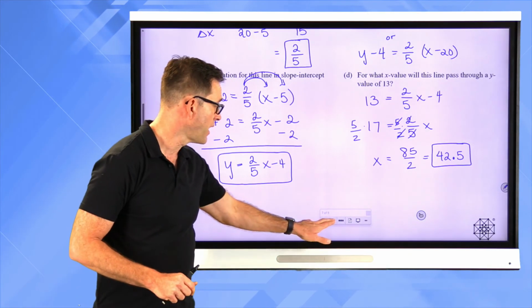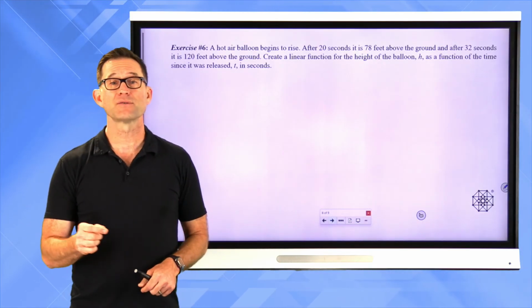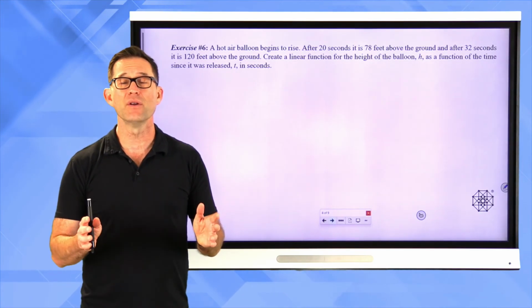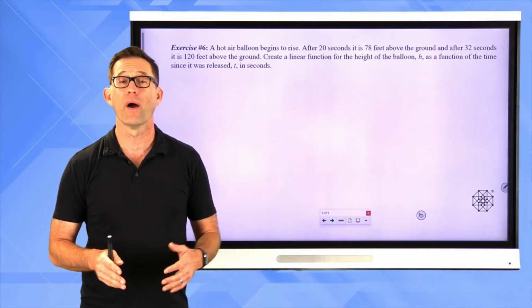Okay, let's do one last problem. Exercise number 6. A hot air balloon begins to rise. After 20 seconds, it is 78 feet above the ground, and after 32 seconds, it is 120 feet above the ground. Create a linear function for the height of the balloon h as a function of the time since it was released t in seconds. All right, well, what I'd like you to do is pause the video now and go ahead and go through this.